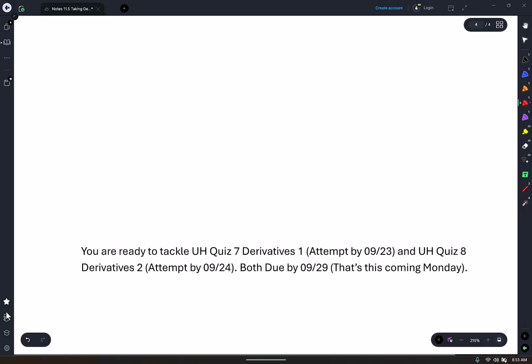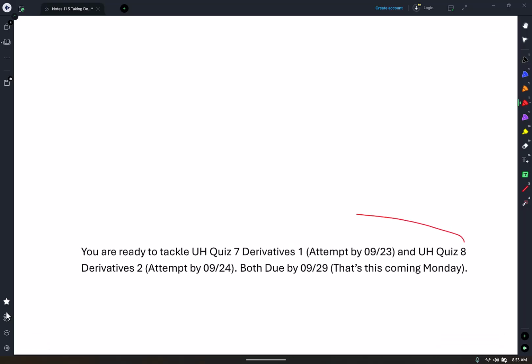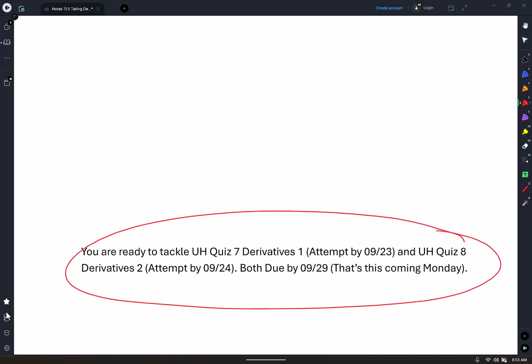All right. So here it is, guys. You're now ready for the UH quizzes. You just need more practice. UH quiz derivative is 1. That's just product and quotient rule. And then UH quiz derivative is 2. That's the chain rule. And there it is, guys. It's due by this coming Monday. And make sure you make an attempt on quiz 1 and take care of the deltas.